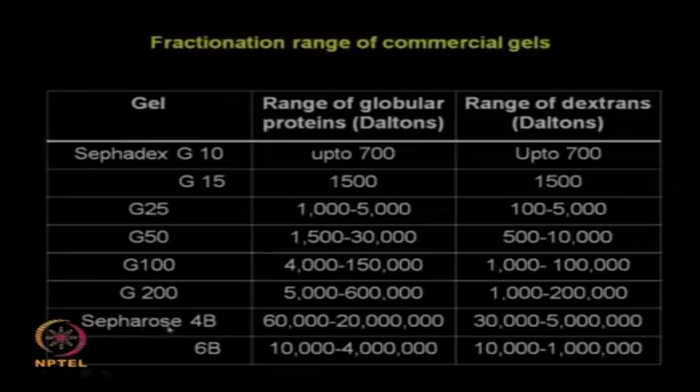If you take Sepharose, then it can go up to very high molecular weights, even up to 20 million Daltons. And if you take Sepharose 6B, it can go up to 4 million Daltons. So you see, by selecting different types of Sephadex column, we can change the operating range as against the molecular weight. So depending upon the type of system which you are trying to study, the molecular weight, we can select different types of column.